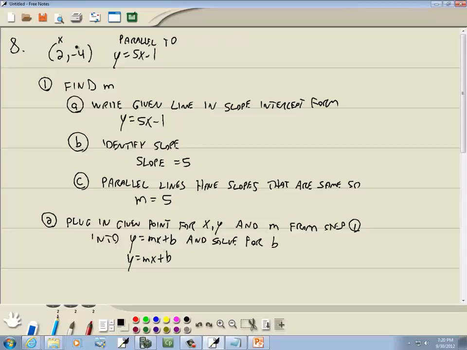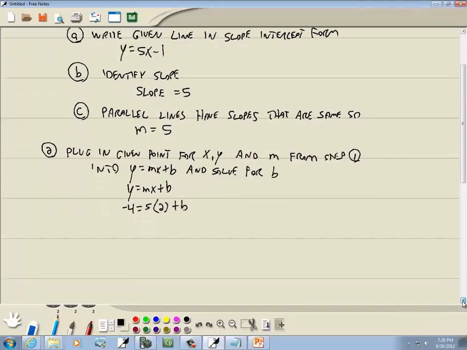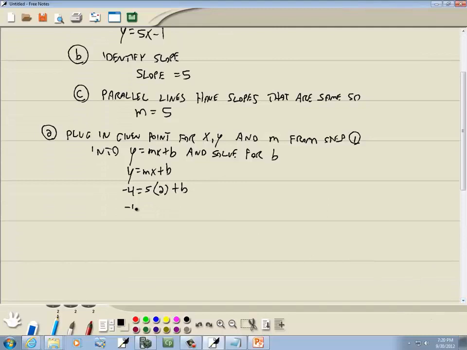Well, this is x and this is y. So put negative 4 in for the y. M from step 1 was 5, so put 5 in for the m. And x we said was 2, and then plus b. And now we want to solve for b. 5 times 2 is 10. Take 10 to the left side, it becomes negative 4 minus 10, which gives us negative 14.